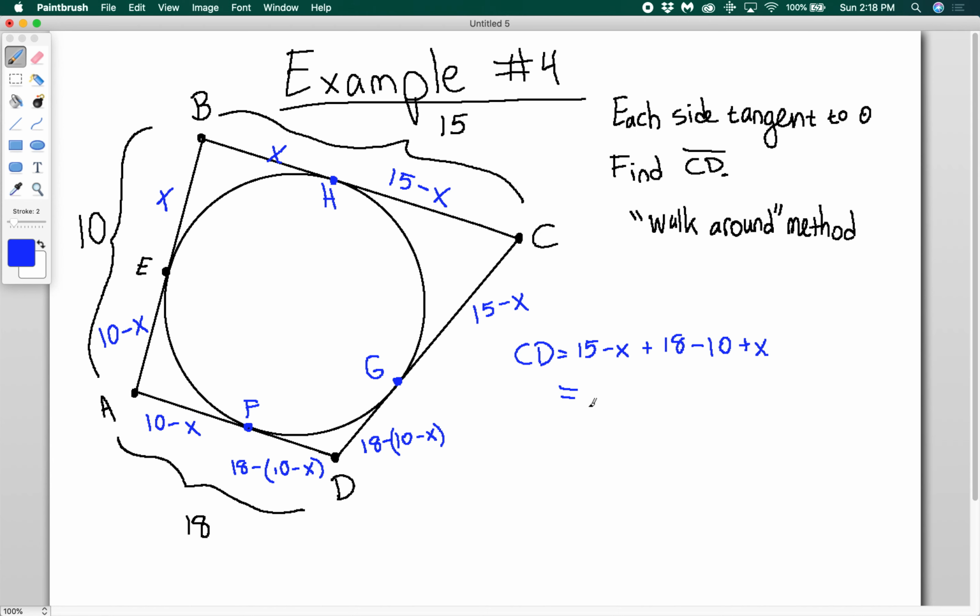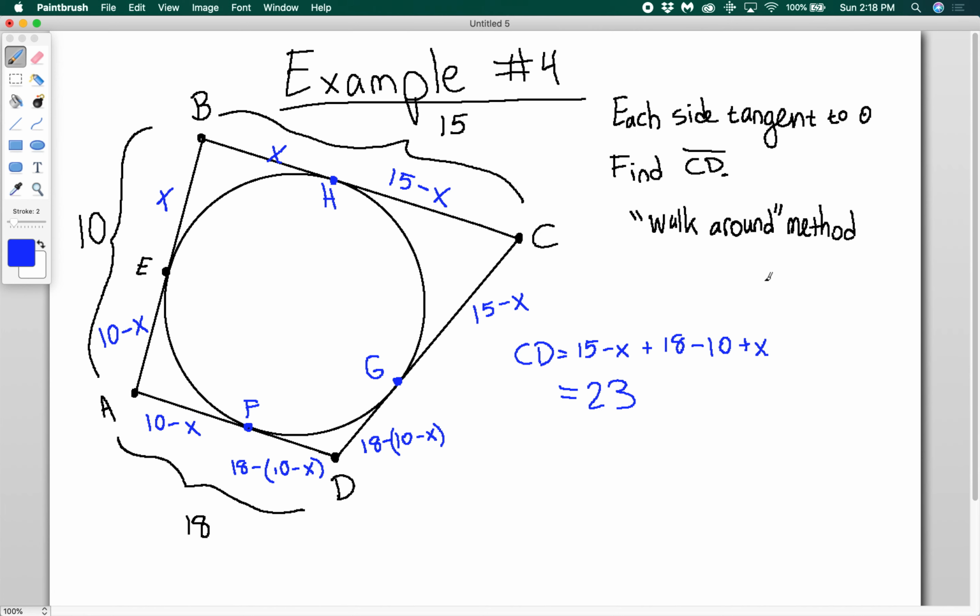And when my x's cancel out, I do 15 plus 18 is 33, minus 10 is 23. And that's it. So when you have a problem like this, it looks like you don't have enough information to solve it. But just by using the two tangent theorem in every single corner of this polygon, you're then going to be able to solve it in the end because your x's will hopefully drop out.